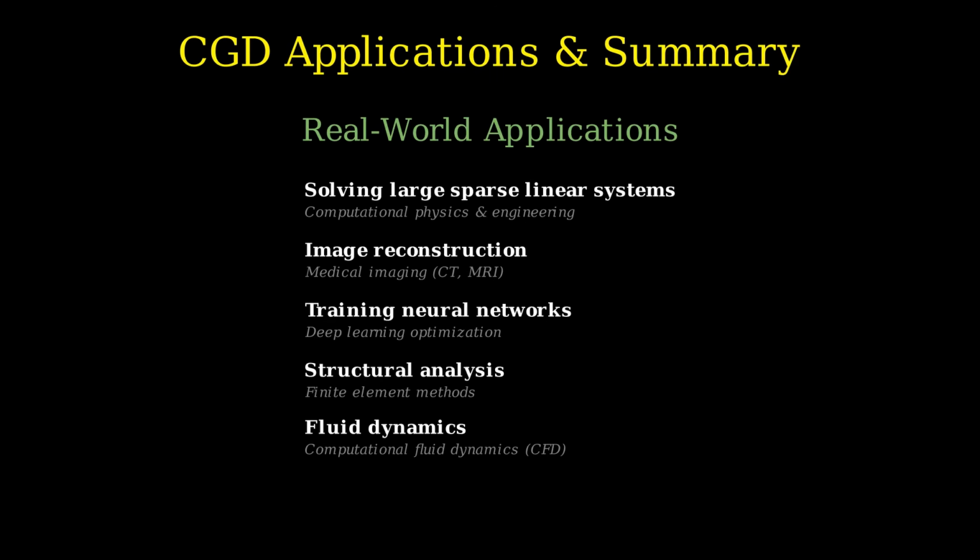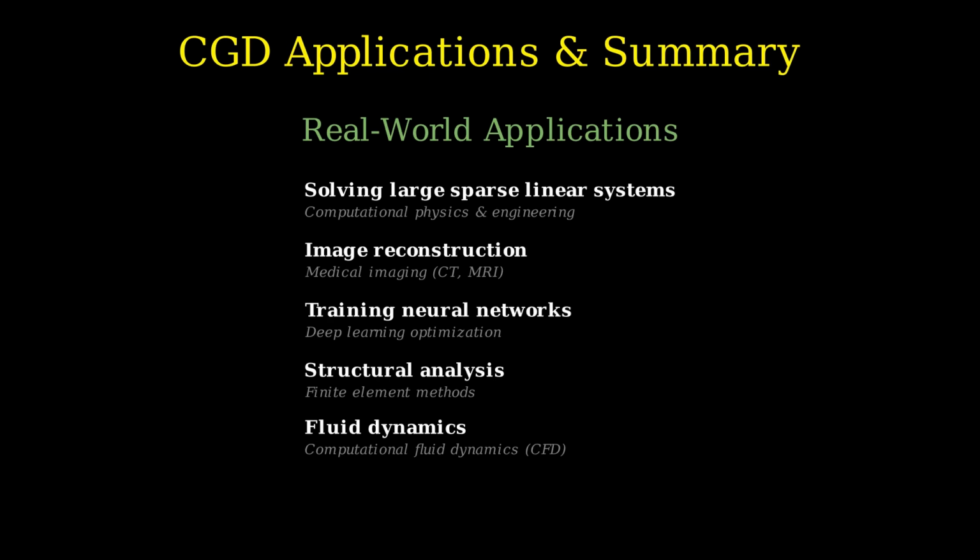3. Deep learning, training neural networks. While most modern deep learning uses variants of SGD with momentum, CGD-inspired methods like nonlinear conjugate gradient are used for certain optimization problems. 4. Finite element methods, structural analysis in mechanical engineering, predicting how buildings, cars, and aircraft will respond to forces. 5. Computational fluid dynamics, simulating airflow over airplane wings, water flow through pipes, weather patterns. CGD helps solve the massive systems of equations that govern fluid motion. The common theme? Large-scale optimization problems where efficiency matters.